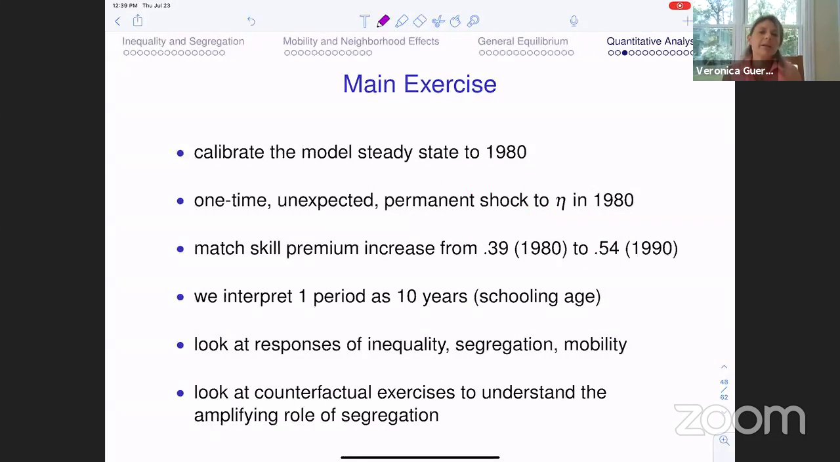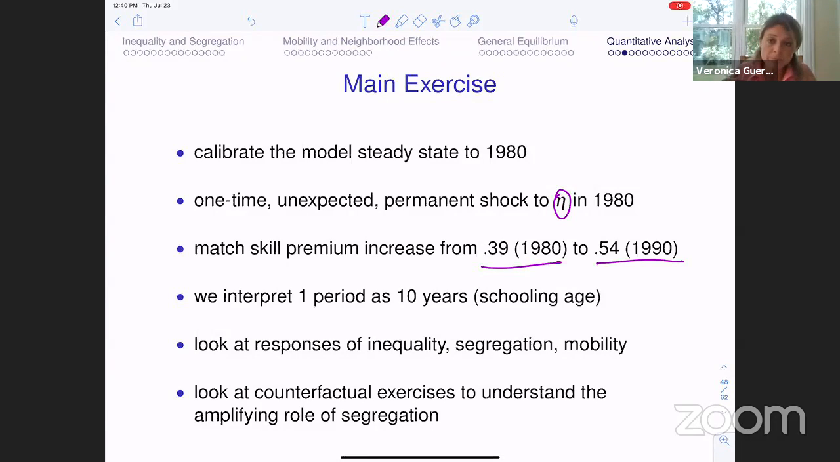Okay, so let me describe the main exercise. So we're going to calibrate the model steady state to features of the US economy in 1980. And then we are going to assume that in 1980, there is going to be an MIT shock, a one-time unexpected permanent change in eta, the parameter I've shown you before that affects the return to education, to match the skill premium increase between 1980, where it was 0.38, to 0.54, what that was in 1990.